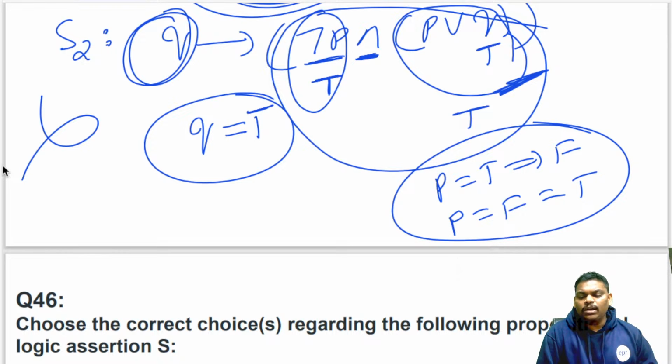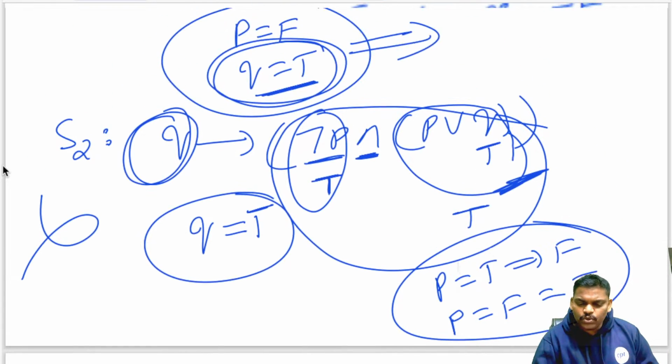The left person said only one thing, Q is true. With that information I went to the right side, and that information is not enough. You have to say something about P also. Unfortunately, for different values of P it is failing, sometimes passing, sometimes failing. So S1 is valid, S2 is not valid.